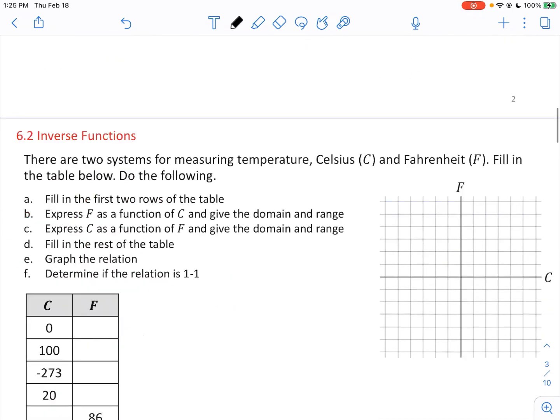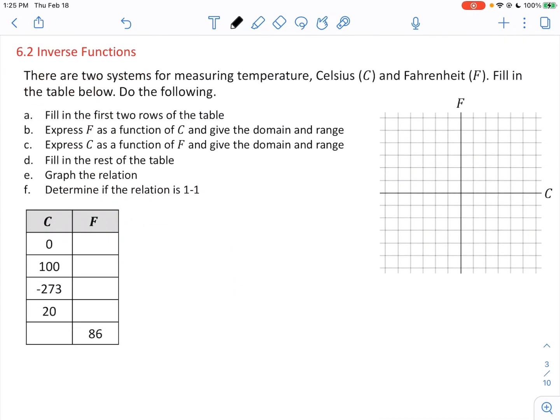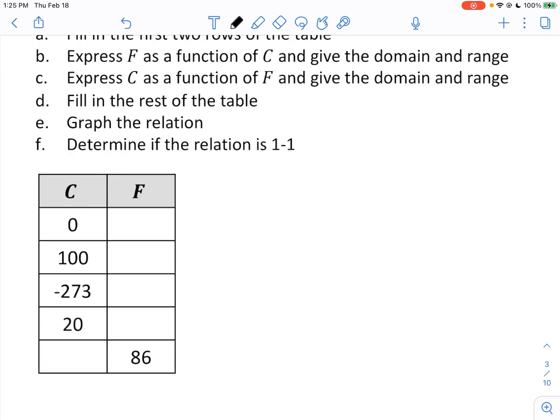Okay, let's go to the next slide. There are 2 systems for measuring temperature, Celsius, which is C, and Fahrenheit. F will stand for the temperature in degrees Fahrenheit. Fill in the first 2 rows of the table. So a little bit of physics review here.